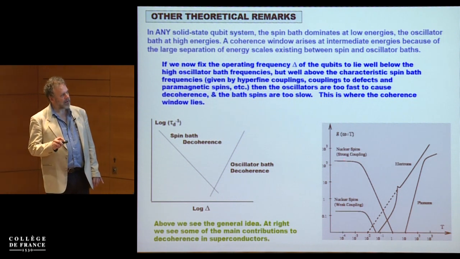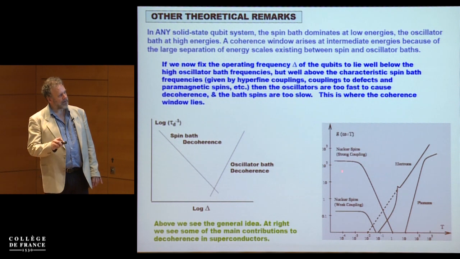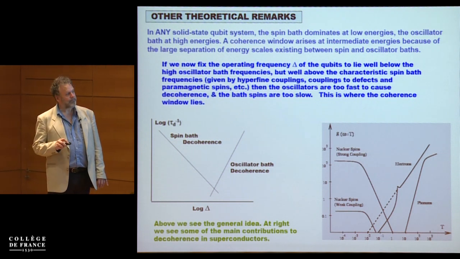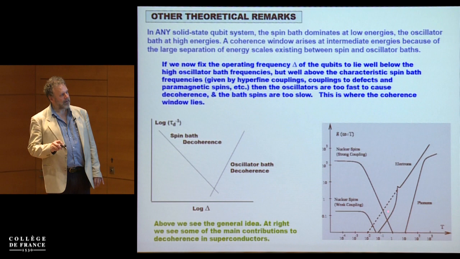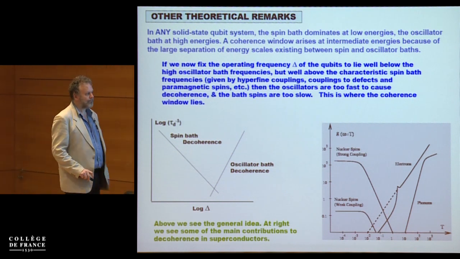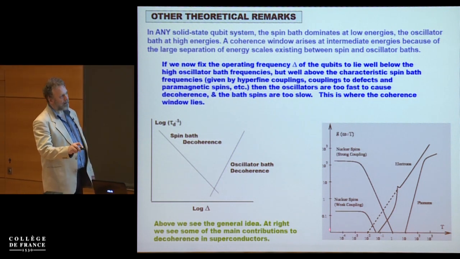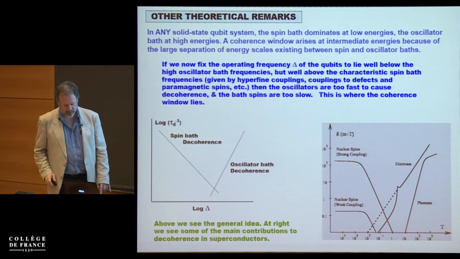These are calculations, for example, for a superconductor. And the low energy decoherence is caused by nuclear spins. It's also caused by defects, for example, in squid qubits, and defects in the junction. And the high energy decoherence is caused by coupling to electronic quasiparticles and to phonons. And you see the same, this is the energy and temperature units, and this is the decoherence rate.